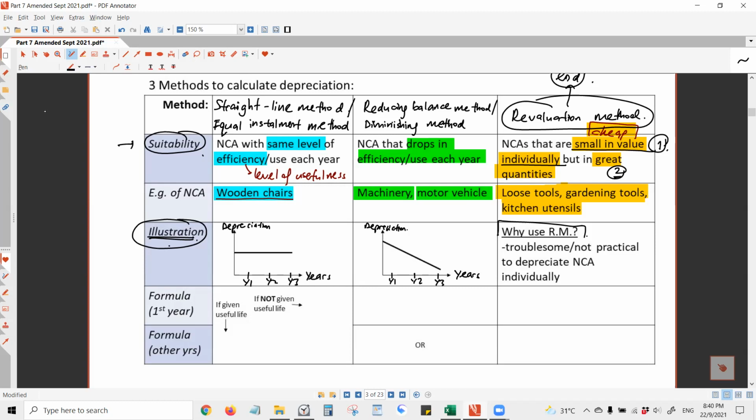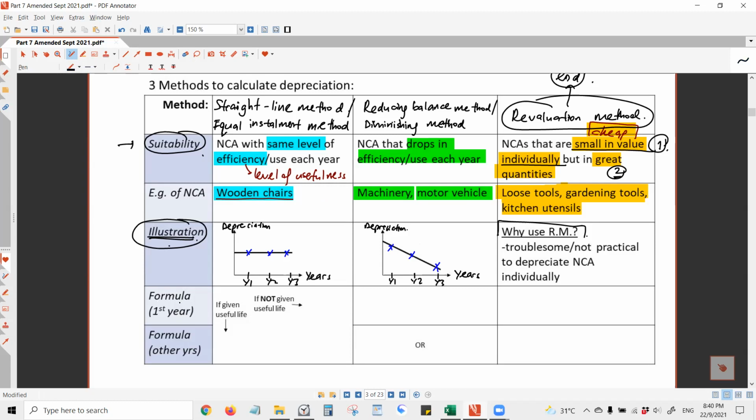So what can you observe here? Remember, when should we calculate depreciation? During the ownership period at the year end, right? Every year end during the ownership period. So for straight line method, every year's depreciation is the same. For reducing balance method, every next year it becomes lower. It is a decreasing pattern, decreasing every year. And there's no pattern for the revaluation method, so I don't have a graph there. Every year is different.